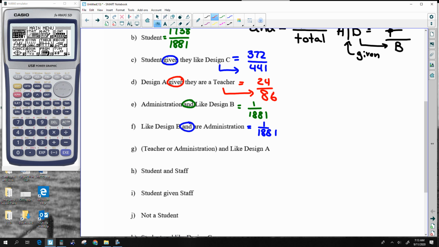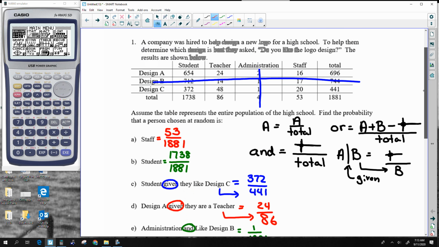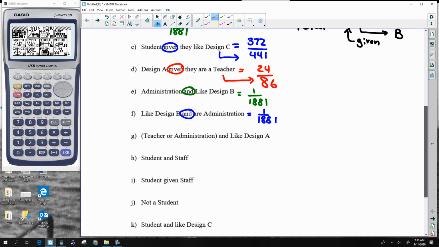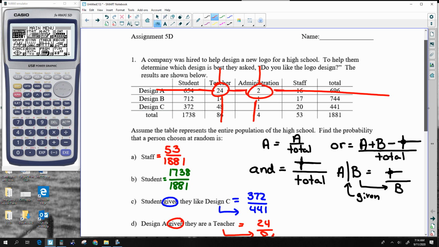Okay, so here's going to be a little different. So we have 2 pieces. We have teacher or administration. So it's both of those. And so where those intersect with design A. So those intersect right there. I can't quite read the number. 24 and 2. So it's teacher or administration, so it's either one of those, and where they intersect with design A, and so that's going to be a grand total of 26.